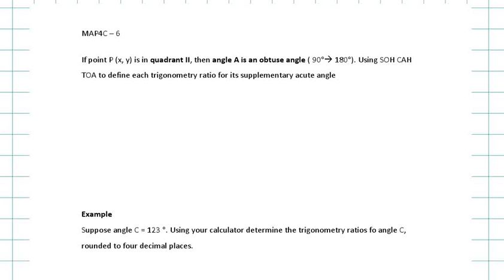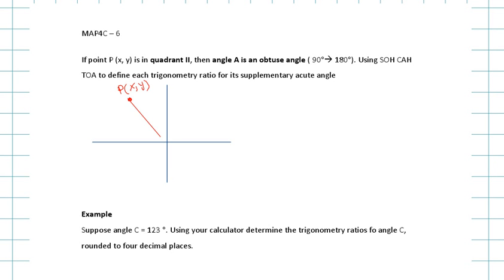Okay, so what if point P is in quadrant 2? Remember, quadrant 2, which is going to be the negative side, right? So if I draw point P right here, is x going to be negative or positive? Negative. How about y? Negative also? No, positive. I'm sorry, my bad. So x is going to be negative and y is going to be positive.